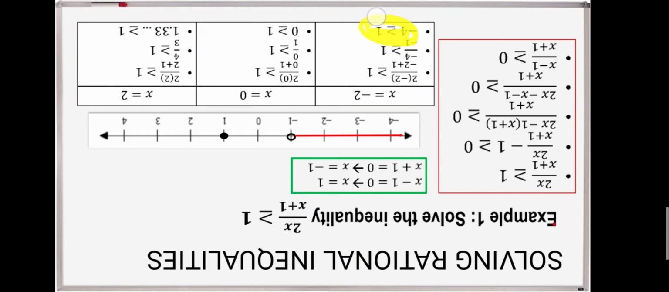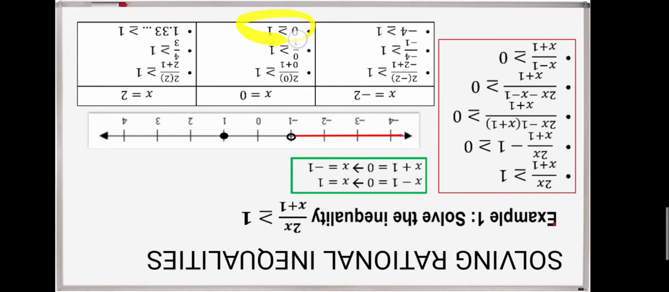So this is correct. Then on this part, let's say we will get 0. Okay, so substitute x on our given inequality. We have 2 times 0 divided by 0 plus 1 is greater than or equal to 1. So 2 times 0 is 0 over 1. Then 0 over 1 is 0. So 0 is greater than or equal to 1 is false.